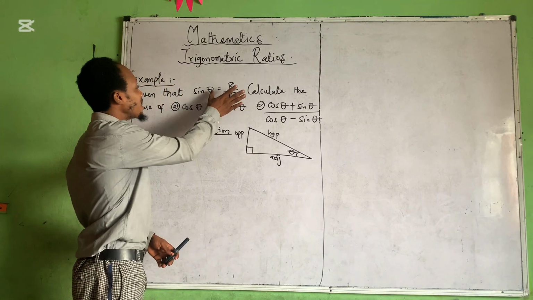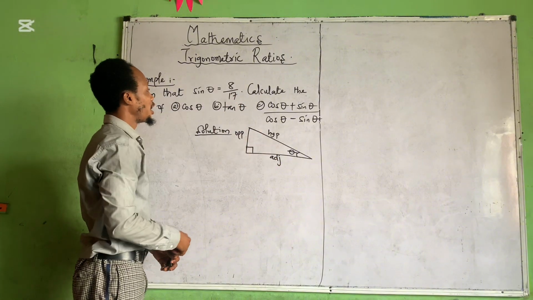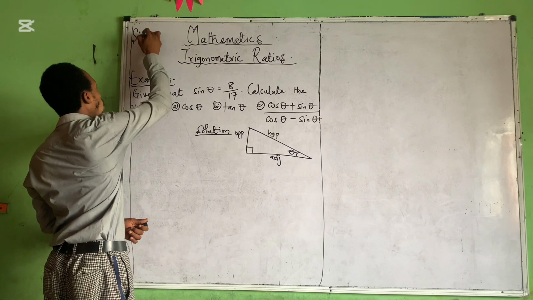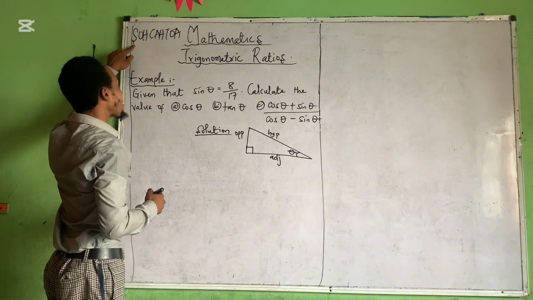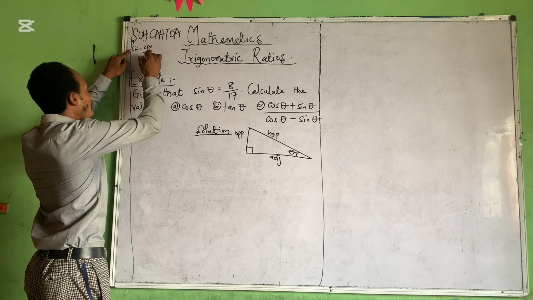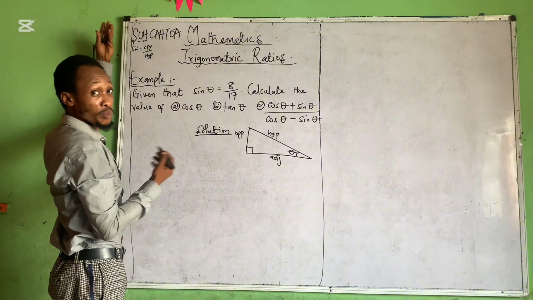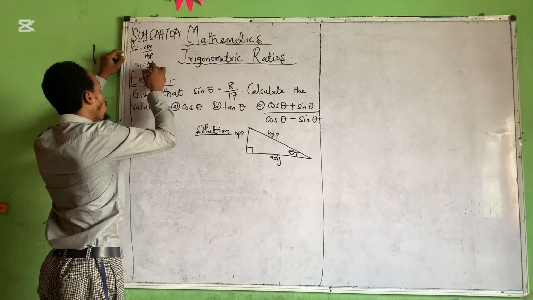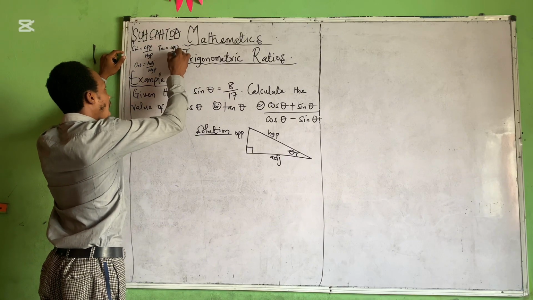Now, to put these numbers here, your SOHCAHTOA. That's sine, this is sine. Sine means opposite over hypotenuse. That's why this acronym has been used for ages, so that you can use it to remember. This place is cos. Cos means adjacent over hypotenuse. Then tan means opposite over adjacent.